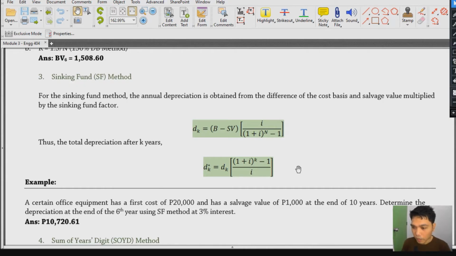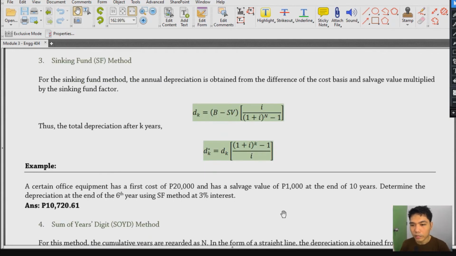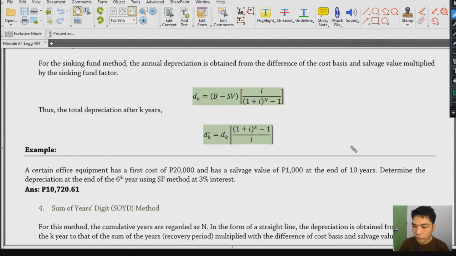Now for our next example, we have a certain office equipment with a first cost, so that's your cost basis, of 20,000, and a salvage value of 1,000 at the end of 10 years. Determine the depreciation at the end of the 6th year using the sinking fund method at 3% interest. This 3% interest is very important because we will not be able to answer it without this interest.